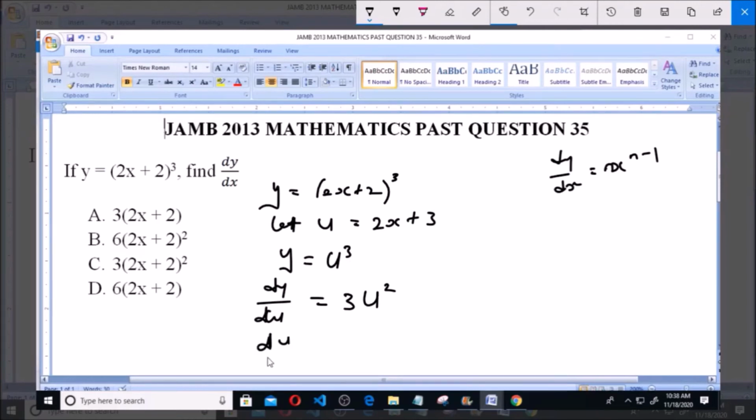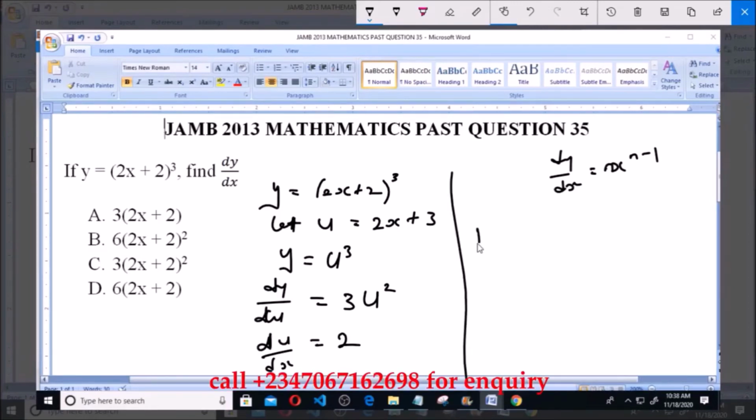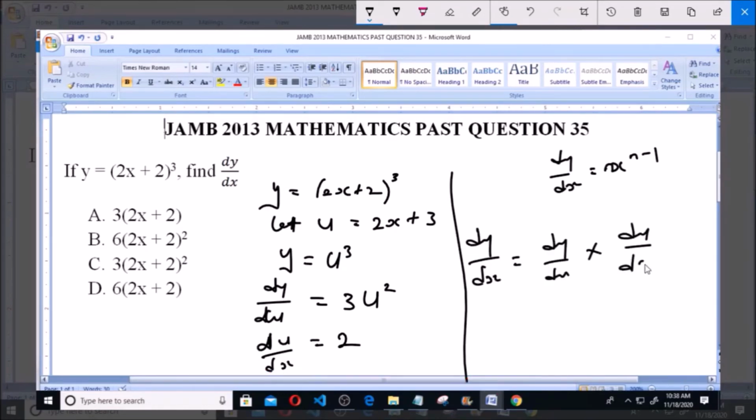Now du/dx is equal to, we have 2x plus 3, so that will give us 2, because x is raised to the power of 1 here, so 1 minus 1 gives us 0, and x raised to the power of 0 is 1, so 1 times 2 gives us 2. So du/dx is equal to 2. Now dy/dx is equal to dy/du multiplied by du/dx, and this is equal to 3u squared multiplied by 2, and that is equal to 6u squared.